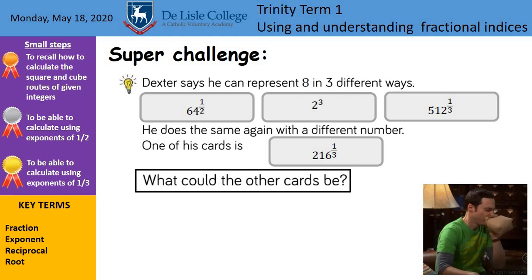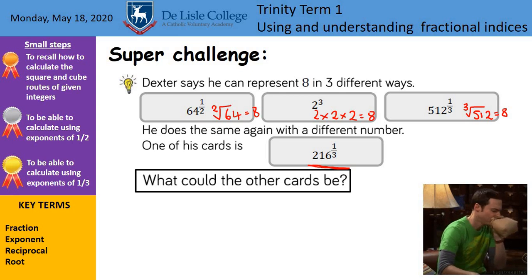So Dexter says he can represent 8 in 3 different ways. So 64 to the power of a half, so we know he's right because the square root of 64 is 8, so that represents 8. We know that this means 2 times 2 times 2, which is 8, and then we know that the cube root of 512 is also 8. He does the same again with a different number, and this is one of his cards. So think about what you maybe need to do with that first. What could the other cards be? Please pause the video as you come up with other cards to represent the same value that this card represents.